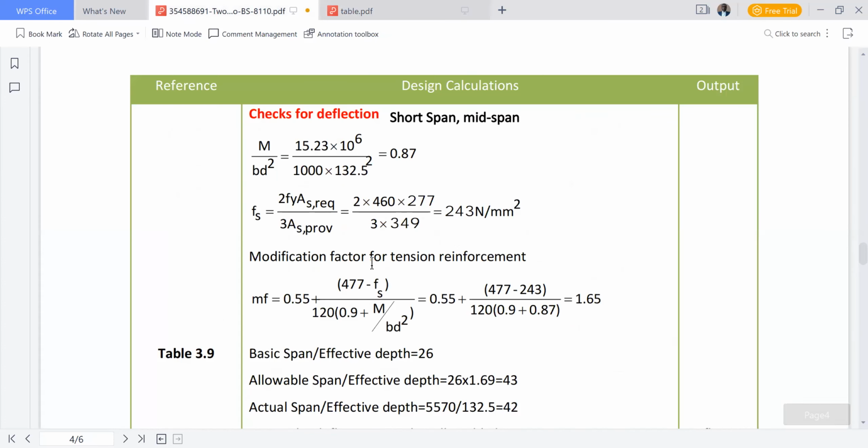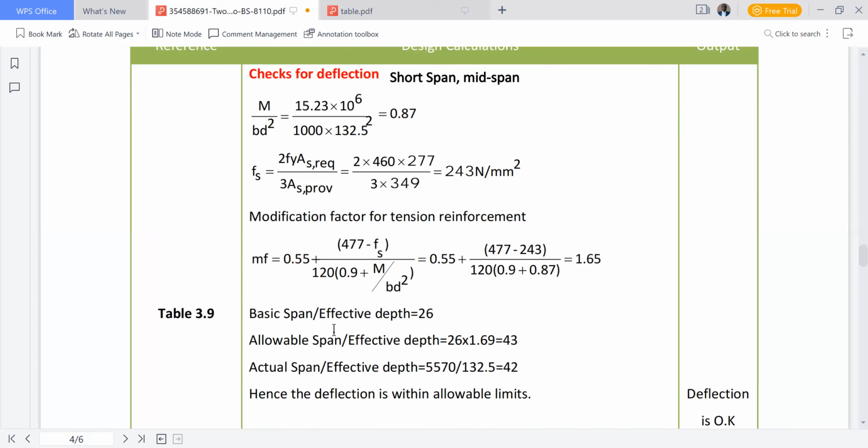Now, we can substitute in this formula here where we have Fs, we replace with 243, where we have M over bd squared, we replace by 0.87. So we find modification is 1.67. We know that basic effective depth from table 3.9 should be 26 because of the continuous slab. Now, allowable will be given by the basic ratio multiplied by the modification factor, which is 26 times 1.69. You get it is 43.